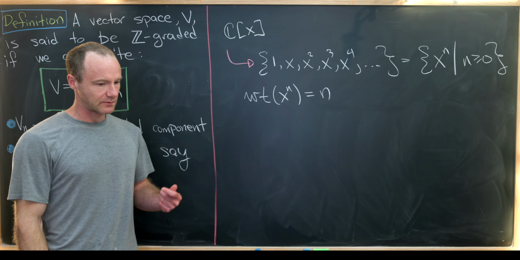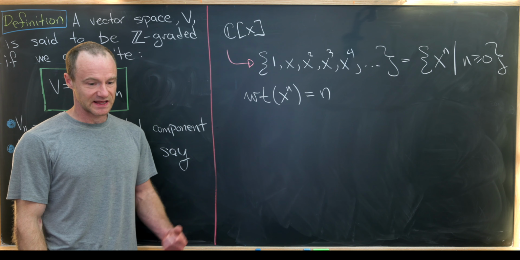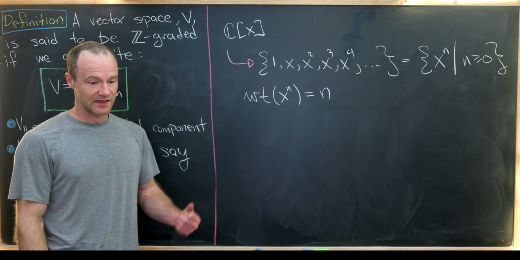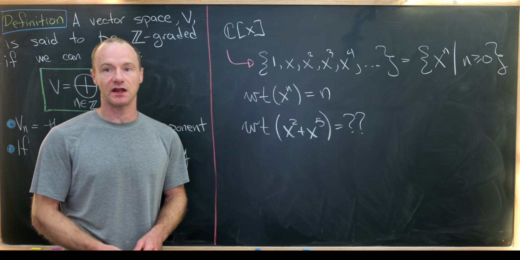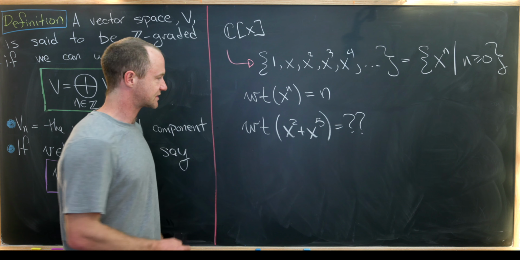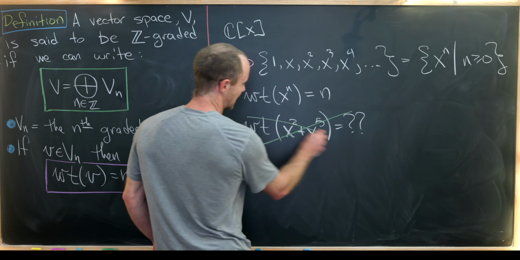Now, this is a really important thing that I'd like to point out, is that the weight of a non-homogeneous element doesn't make any sense. So if we were to try to find the weight of x squared plus x to the fifth, well, this kind of question doesn't really make sense because x squared is weight 2 and x to the fifth is weight 5. And in this particular setting, we're thinking about just homogeneous grading. So like I said, we don't consider something like that.